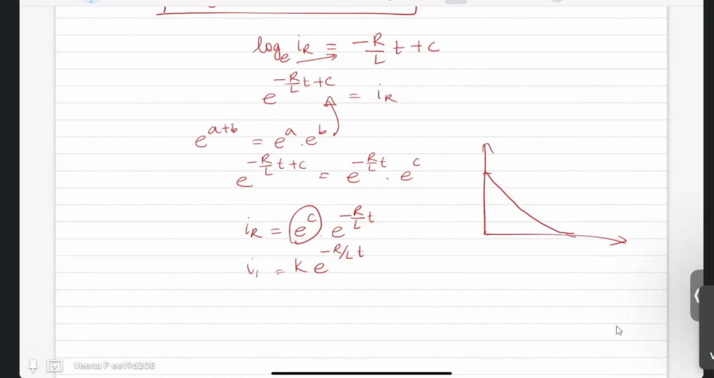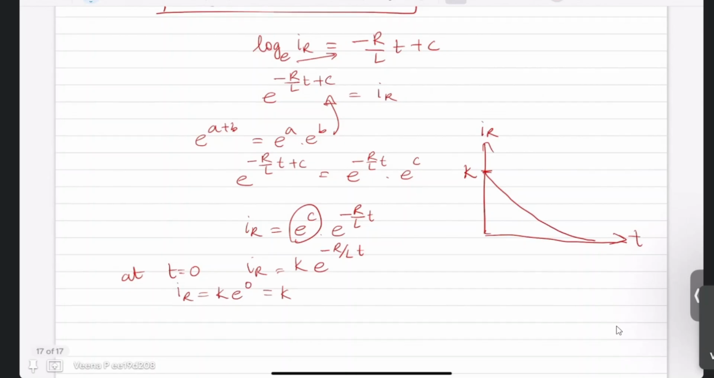At t equal to 0, your IR is nothing but K times e raised to 0. e raised to 0 is 1. So IR is K. That means this value is K. And it decreases exponentially and tends to 0. This is your t.